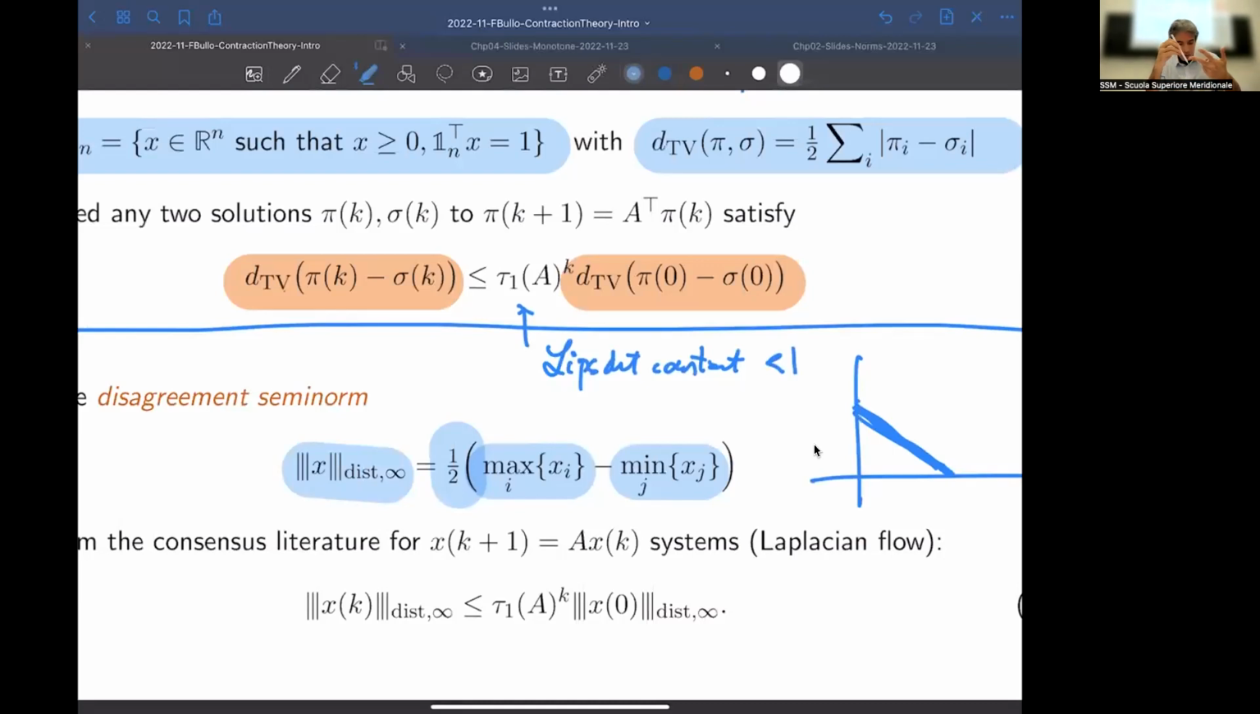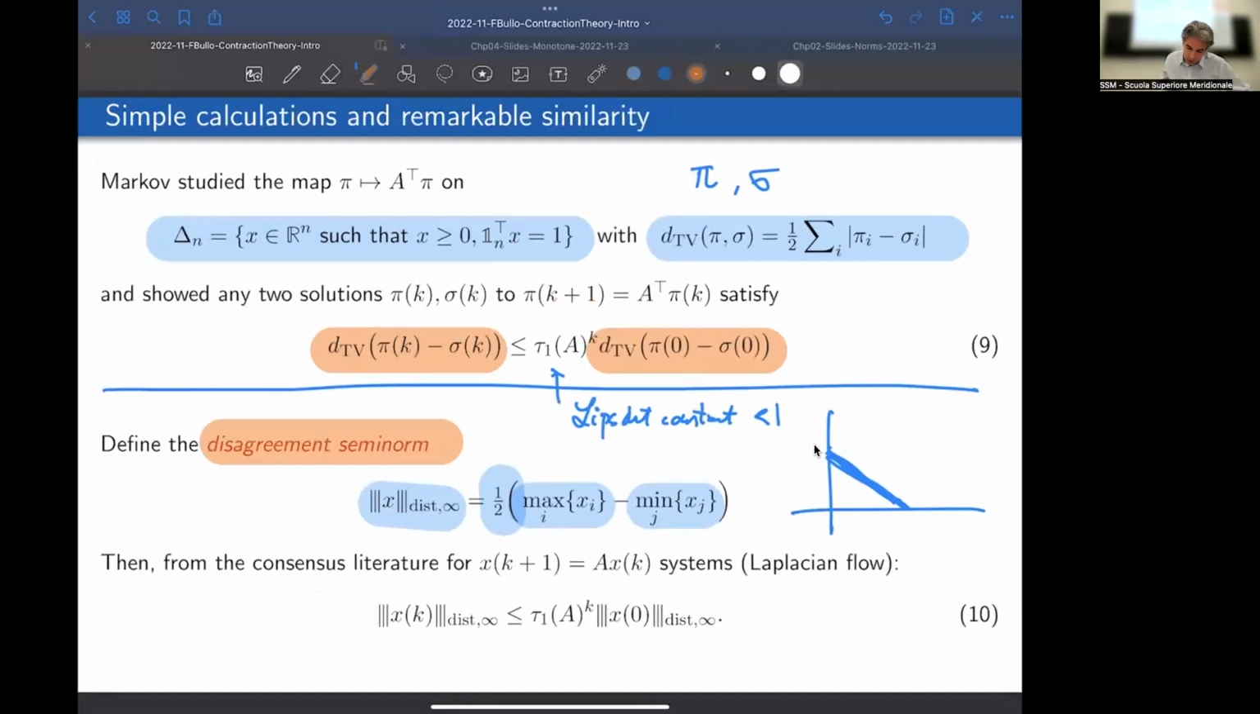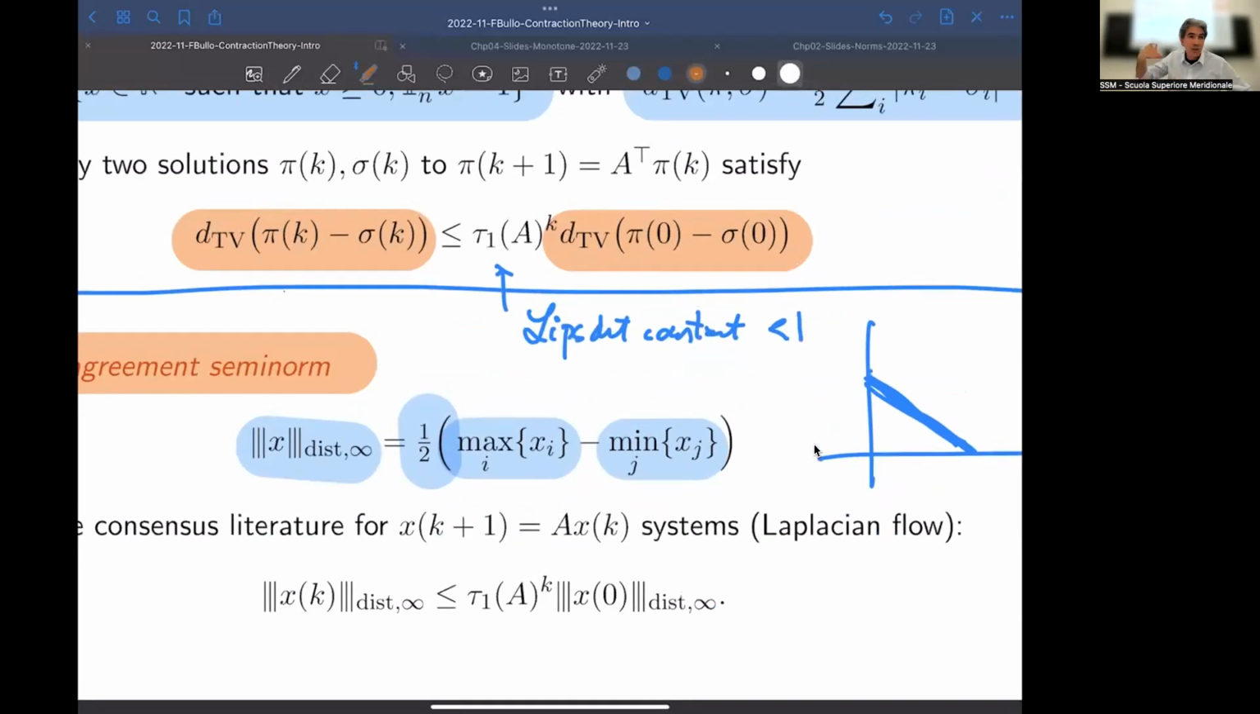This operation here, this disagreement semi-norm, is homogeneous. If you multiply X by 2, the right-hand side doubles. And it satisfies the triangle inequality. It is not positive definite. It is positive semi-definite. So it's not a norm. It's a semi-norm. And what people showed in the consensus literature, in discrete time, but there's also an equivalent in continuous time.